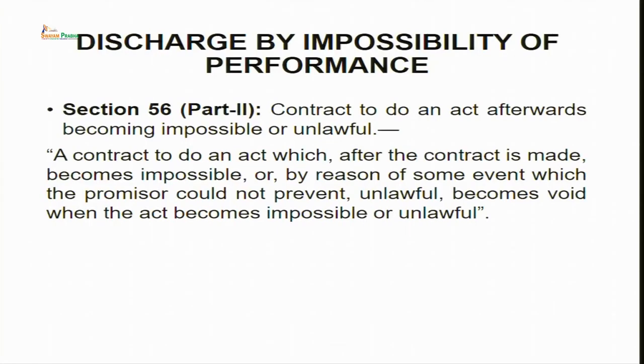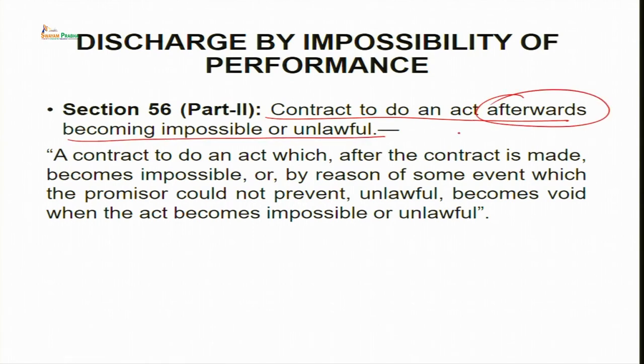Now, section 56 part 1 deals with void agreements, because it says agreements which are impossible to be performed from the beginning itself. Those agreements relate to a subject matter or performance of something which is impossible, right? So part 1 deals with void agreements. For our purpose, wherein we are referring to discharge by impossibility of performance, the relevant portion is 56 part 2, which states: contract to do an act afterwards becoming impossible or unlawful.